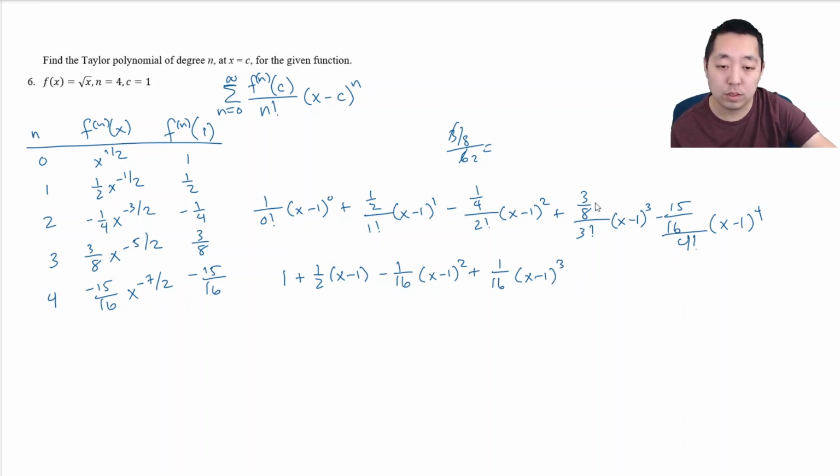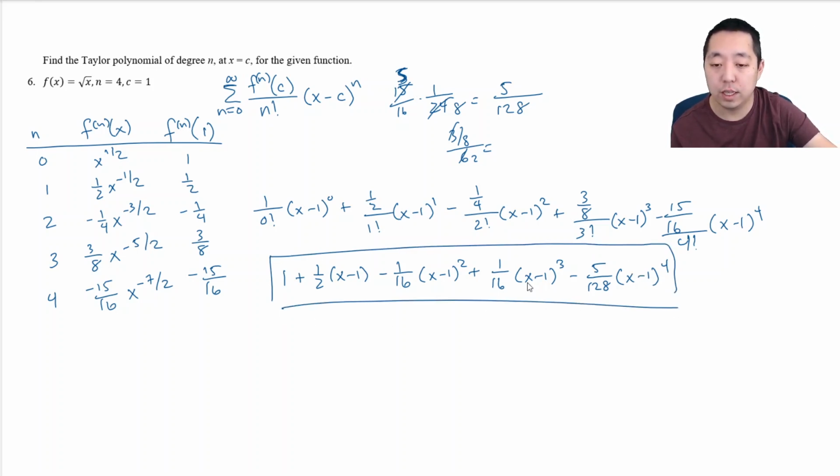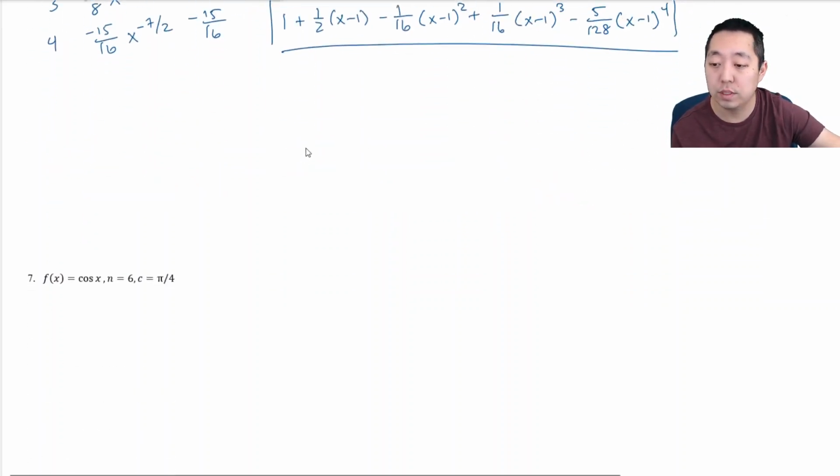Then 4 factorial is 24, so 15 over 16 times 1 over 24. That becomes 3. That becomes 8. Sorry, 5. Dividing both by 3, and then I can't do it, so it's 5 over 128. This is going to be minus 5 over 128, x minus 1 to the 4th. Okay, so exact same process, just that you're centered a little differently, and then you're plugging in c into the different nth derivatives.